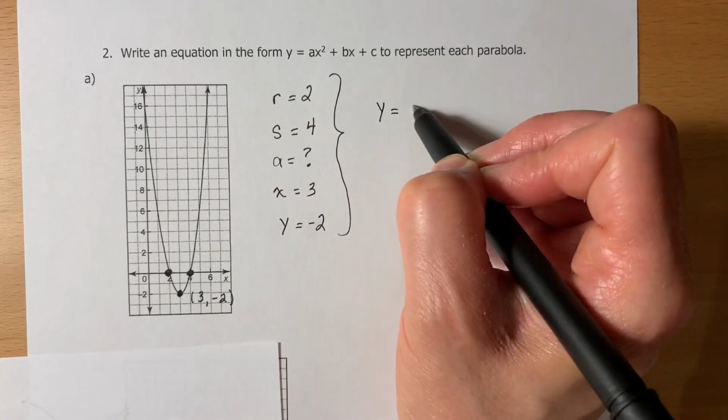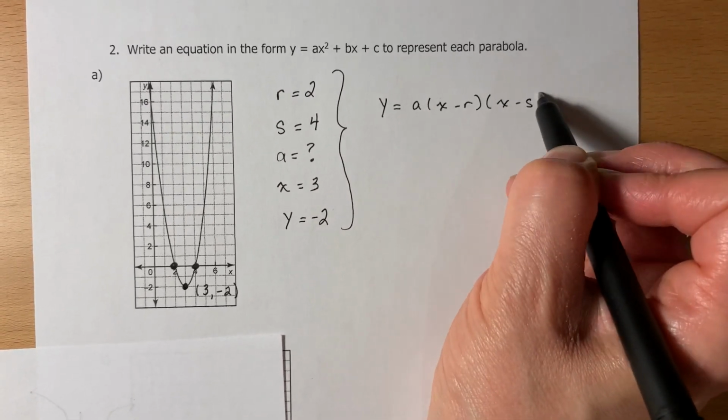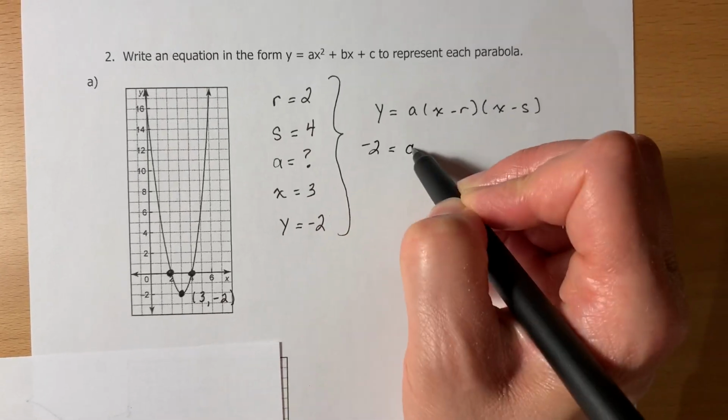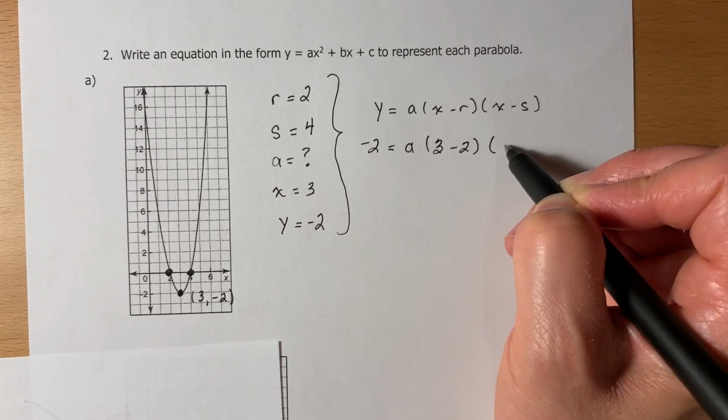Put it in the factored form because it has the r value and the s value in it. Put your y in. Okay, put your x in. Remember, you're looking for a.